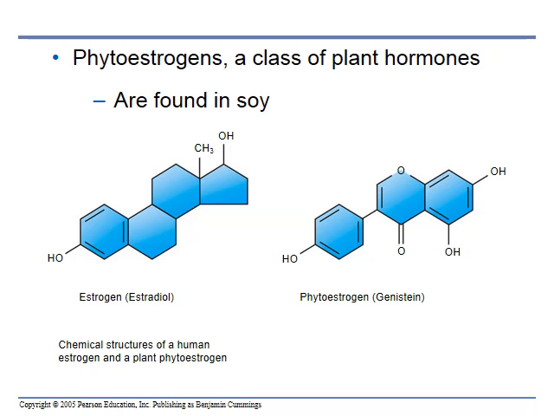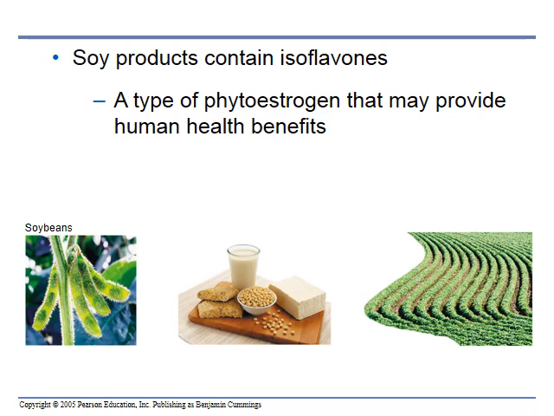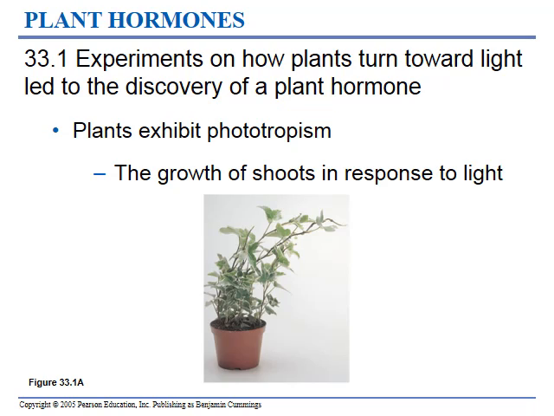Of course, too much estrogen can be dangerous. You can have cases where it may lead to breast cancer and other problems. So it's dose related, and of course, you could look at the difference between whether you want estrogen in men versus in women. Okay, the soy products contain isoflavonoids. These are the phytoestrogens that provide the human health benefits. Those are the estrogen acting compounds that we saw on the previous slide.